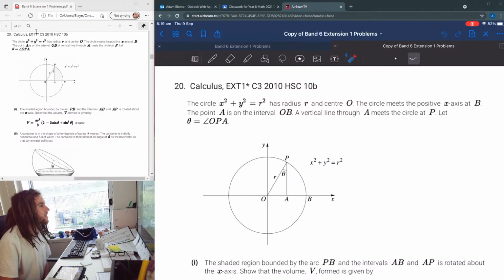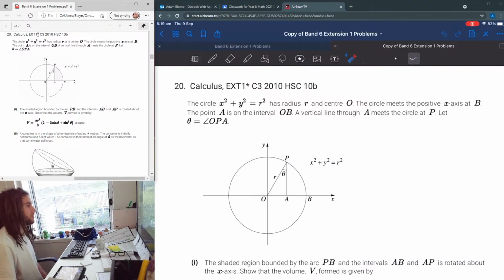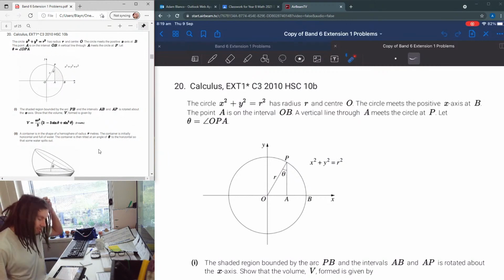It's also got a dash next to extension 1, so I'm assuming it must have used to have been an extension 2 question, but all of this stuff's always been extension 1. There used to be an extension 2 topic that was like harder extension 1, so I'm assuming this is considered a harder extension 1 concept. Anyway, let's go through this thing.